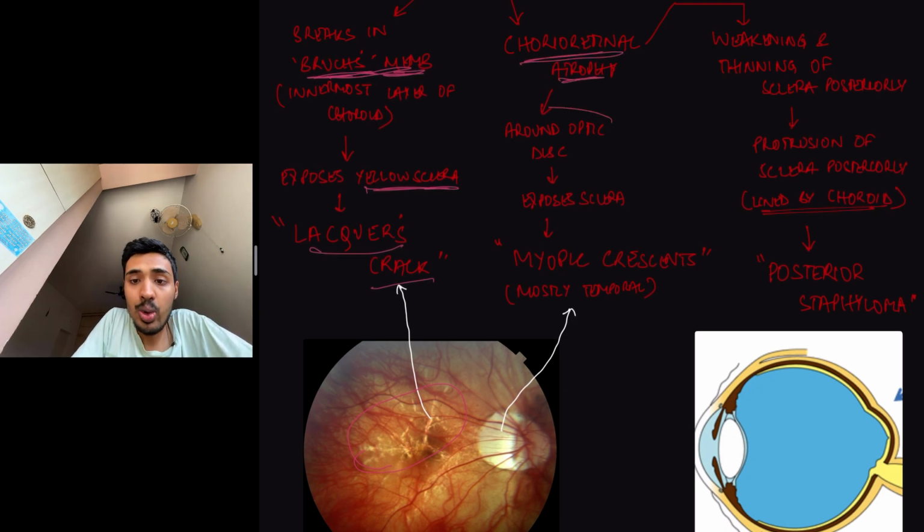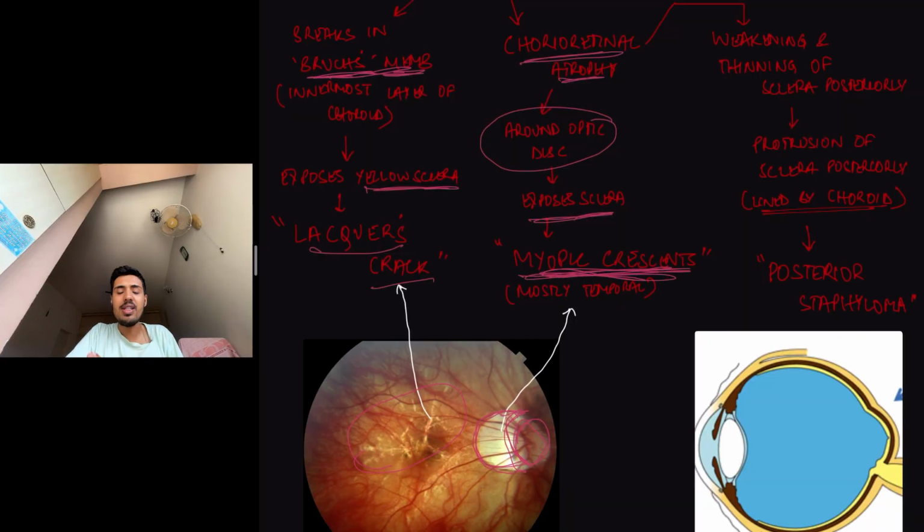Similarly, because of the stretching, the choroid and the retina, they start to undergo atrophy. This atrophy around the optic disc, you have the optic disc here, right? Around the optic disc will expose once again the yellow sclera underneath. This will manifest as crescent shaped signs. So these are known as myopic crescents. And these myopic crescents are mostly towards the temporal side, not towards the nasal side of the optic disc, towards the temporal side of the optic disc. So these are myopic crescents again.